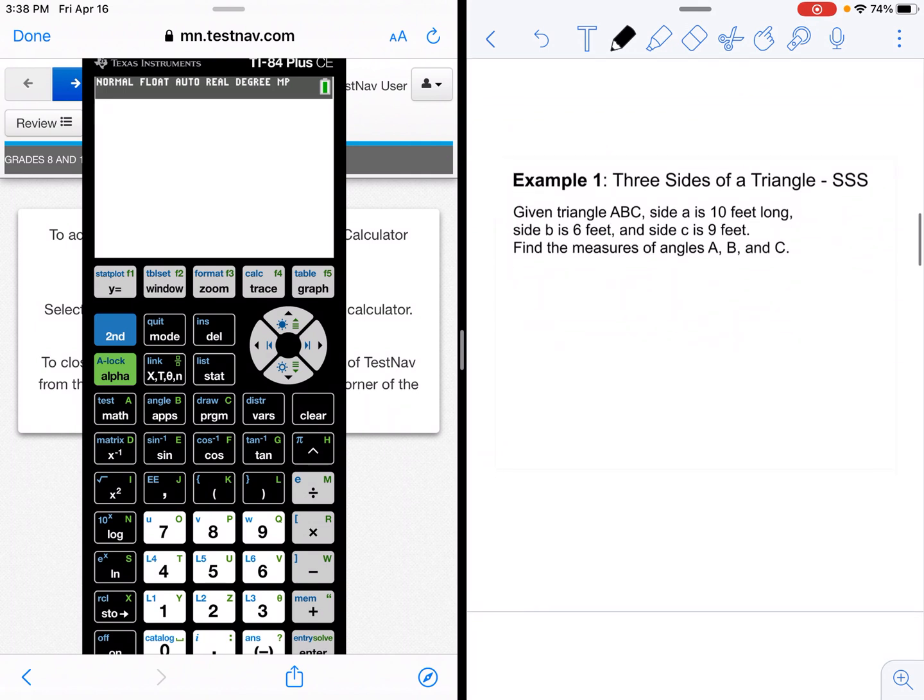Example 1. Side, side, side. Given triangle ABC, maybe I'll draw a picture and label it A, B, C. Side A, the side across from angle A, is 10 feet. Side B, the side across from angle B, is 6 feet. And side C is 9 feet. Find the measures of angle A, B, and C.